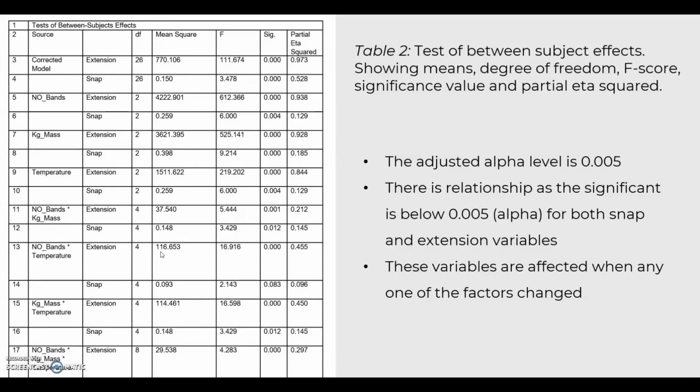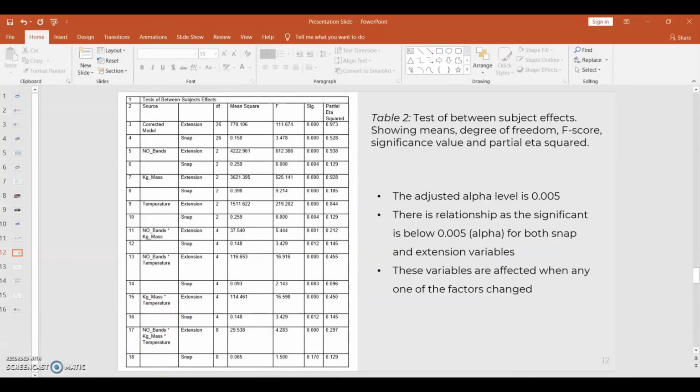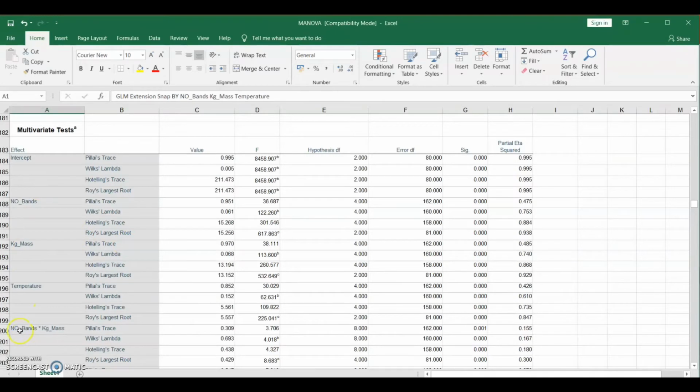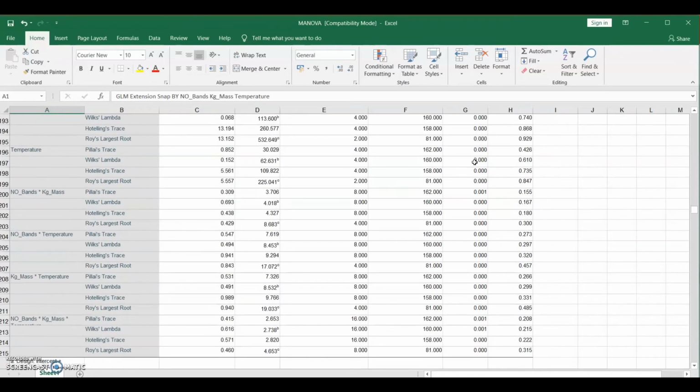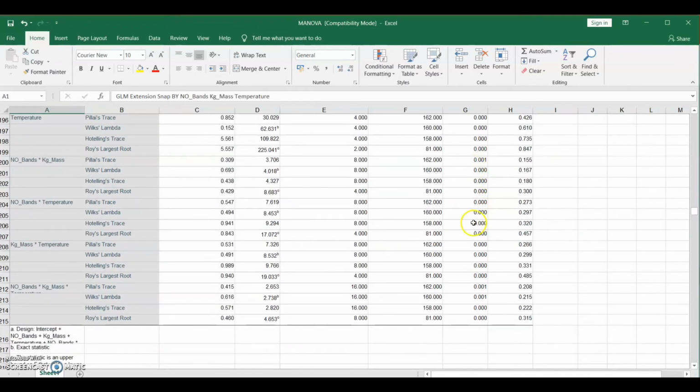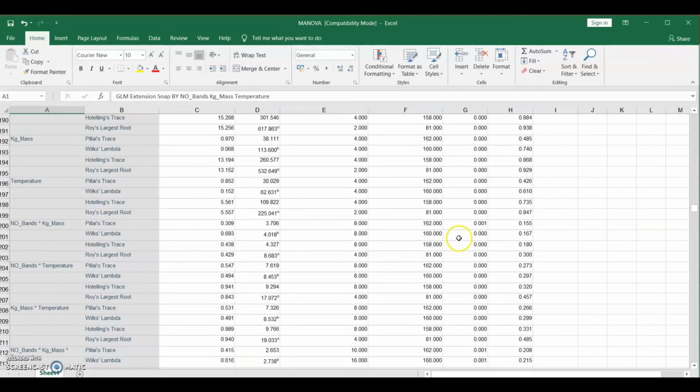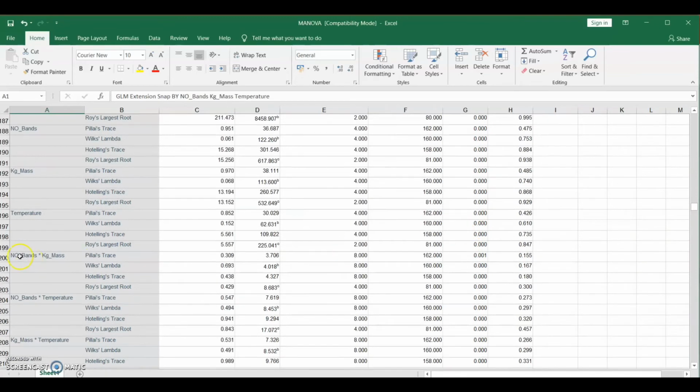So going to the next test, which is the multivariate test. As you can see here, we have our subjects or factors. Here are the different types of tests that we did, and here's the significance value for each test. If you look carefully, the significance value for all of these tests is below our alpha, which means that there is a relationship between the subjects and the dependent variables.